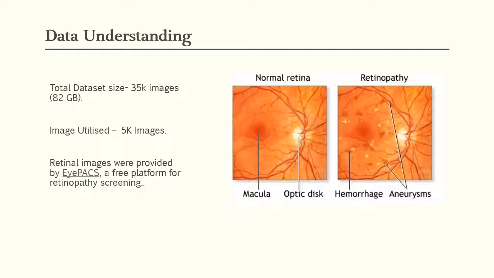Now let's understand the data source. The diabetic retinopathy dataset is freely available on the Kaggle website, provided by Apex, which is a free platform for retinopathy screening. The data source consists of more than 35,000 images, which goes up to 82 GB of disk space. However, for our implementation, we have subsampled 5,000 images due to the limitation of infrastructure.